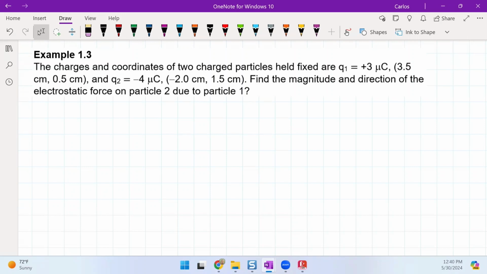Example 1.3. The charges and coordinates of two charged particles held fixed are Q1 and Q2. Q1 has 3 microcoulombs of charge with coordinates of 3.5 and 0.5 centimeters. And charge 2 is equal to minus 4 microcoulombs at the location of minus 2 and plus 1.5 centimeters. Find the magnitude and direction of the electrostatic force on particle 2 due to particle 1.